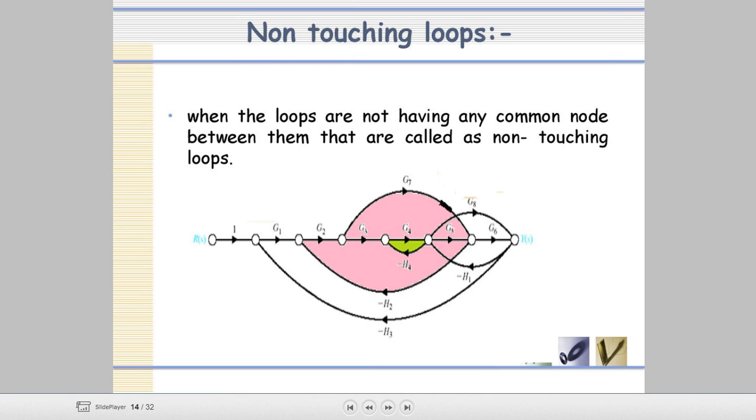Non-touching loops. When the loops are not having any common node between them, they are called as non-touching loops. Here we can see the diagram. Suppose this is one loop and this is another loop. There is no common node in between these, so these are non-touching loops. This green color shows one loop. This violet color is another loop. These are in between but not having any common node, so these are two non-touching loops.